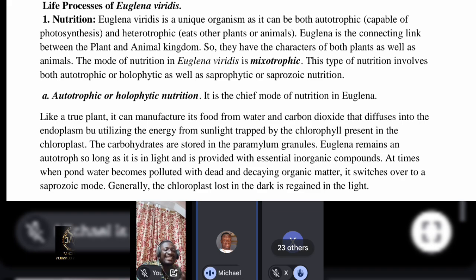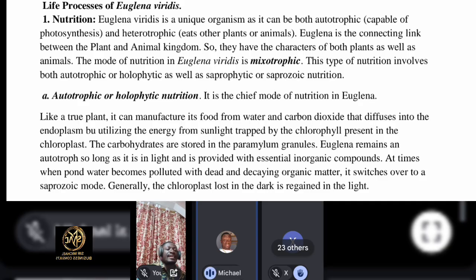Euglena is the connecting link between the plant and animal kingdom. Because it has animal-like features and plant-like features, it's like a link, a bridge between animal and plant. So it complements animal features with plant-like features, and that is the duality of this Euglena viridis we are studying. Though it's neither a plant nor an animal, it's a protoctist, but we can largely liken it to an animal or a plant. So it's in between both, but it's neither a plant nor animal. It's in the kingdom Protoctista.